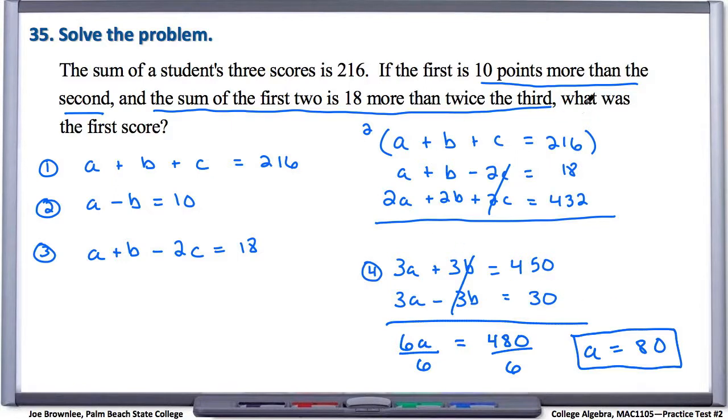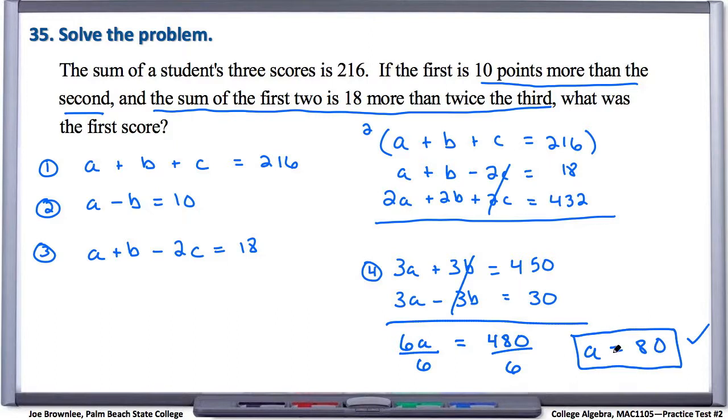And so ultimately, we've solved for number 35 because they asked us what was the first score. So we were looking to solve for A. We did that. The first score is 80. But just for extra practice, let's go ahead and quickly solve for scores B and C. It won't hurt. It won't take very long. But for 35, the answer is 80. That first score was 80.